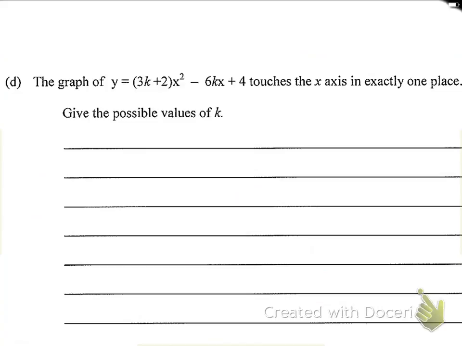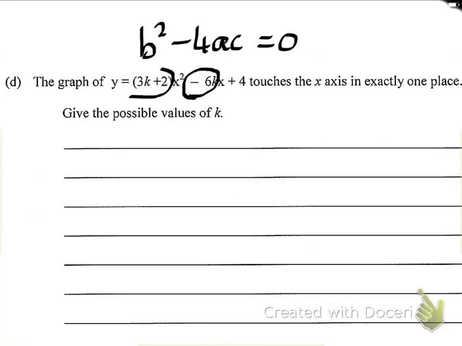Well, to get started in this question, you have to know that the discriminant equals 0. So we've got to make b squared minus 4ac equals 0. That will mean it will touch in exactly one place. Then what is b in this question? It's negative 6k. What is a?